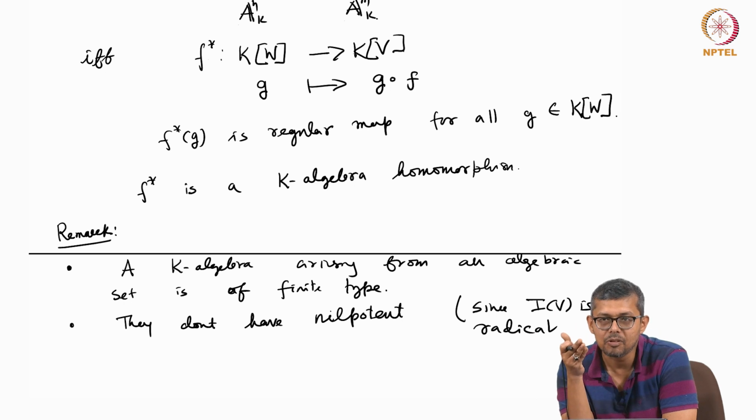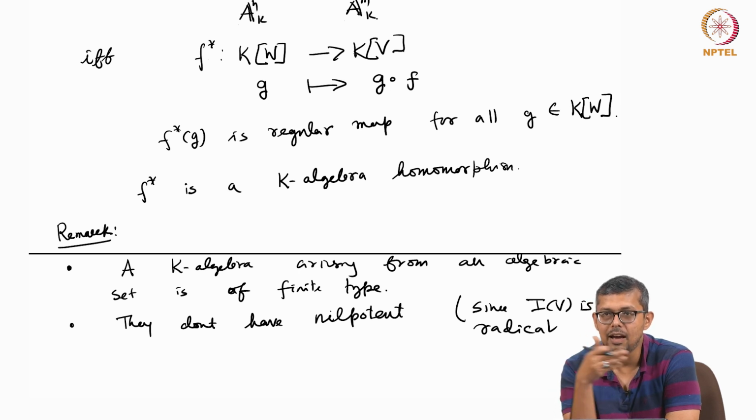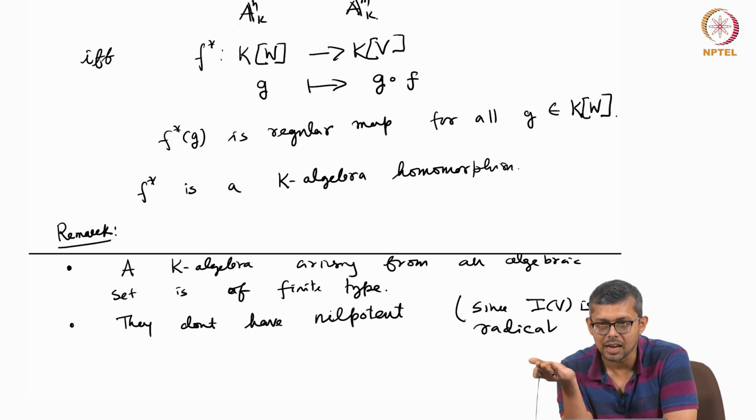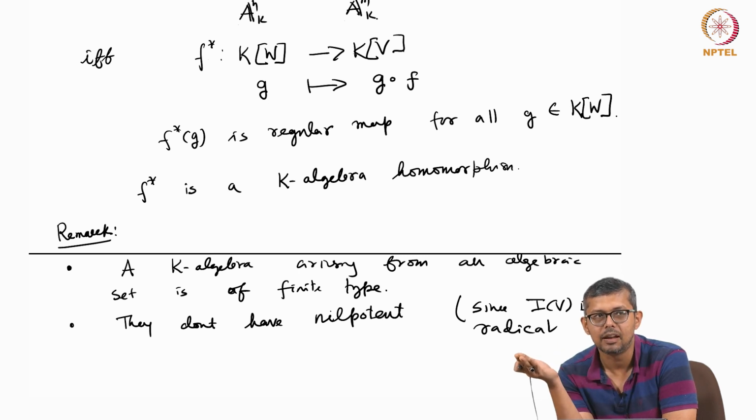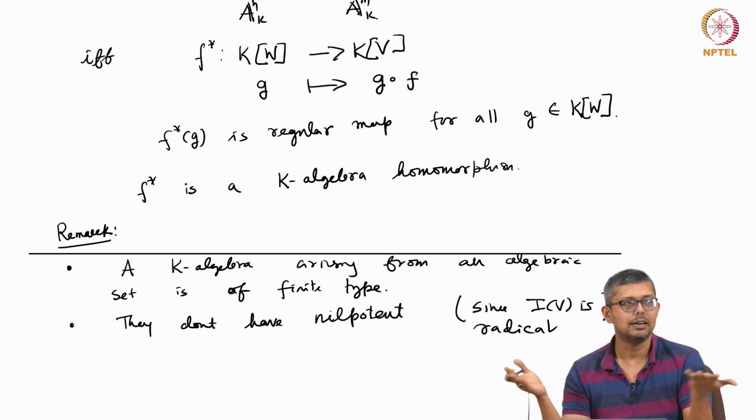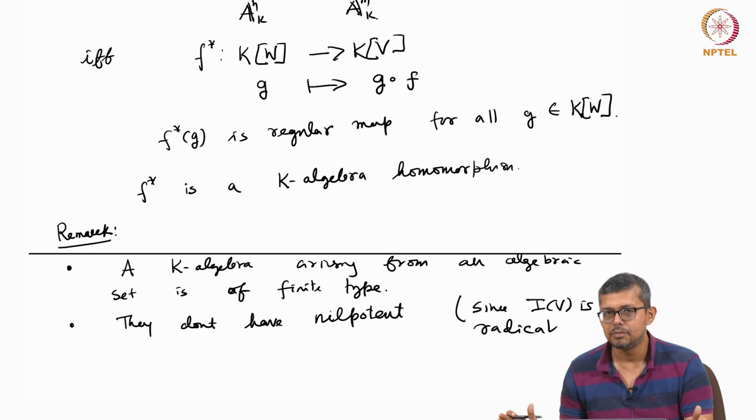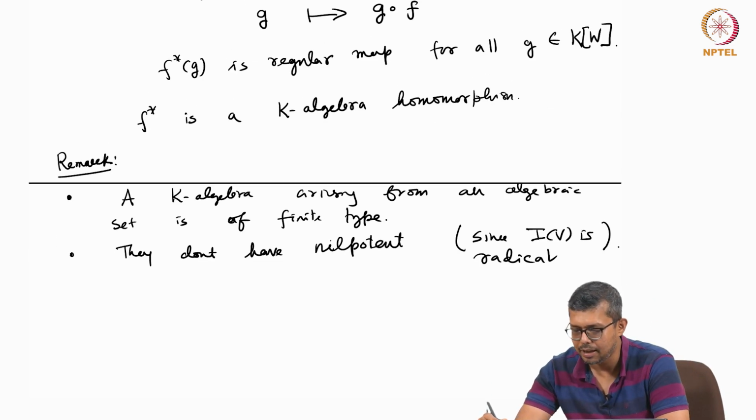So, you can ask the converse: if I start with any reduced finite type K algebra, whether it is a coordinate ring of some algebraic set. Not only that, if I have a map between K algebras of this type, whether that corresponds to a map of algebraic sets or not. So, in some sense, the category of affine algebraic sets over K and the category of finitely generated reduced K algebras, where morphisms are K algebra homomorphisms, they are equivalent.